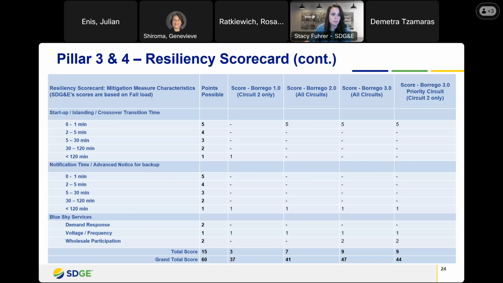And then the one change to Borrego 3.0, both under all circuits and circuit 2, is that we are going to put that 7.3 megawatt battery into the CAISO marketplace in order to offset the capital cost to our ratepayers. And so we've given ourselves a 2 for wholesale participation, because it does help to lower the cost to our ratepayers. So as you take in all of the prior 2 scorecards with this one, Borrego 1.0 scored a 37 altogether. Borrego 2.0 scored a 41, and Borrego 3.0 was able to score a 47. And we assume that the total possible points is 60.